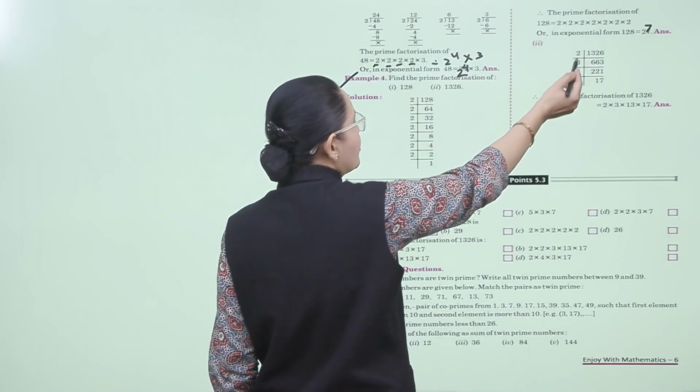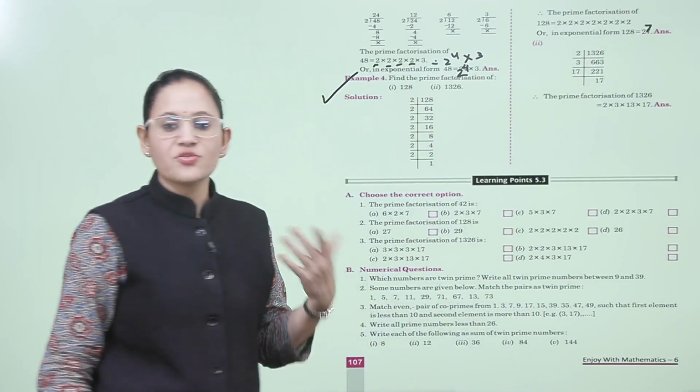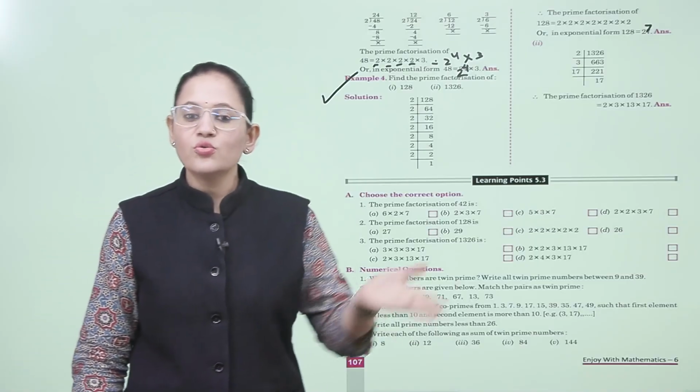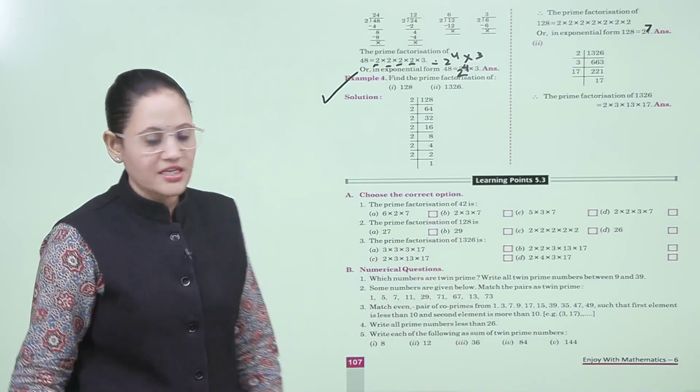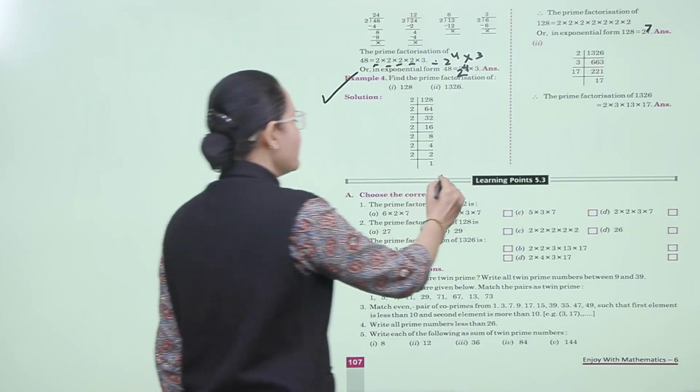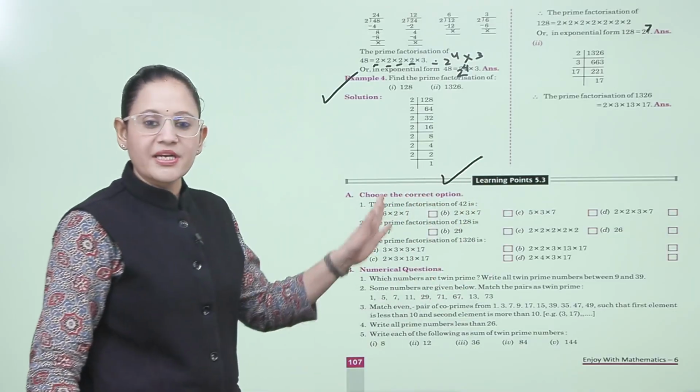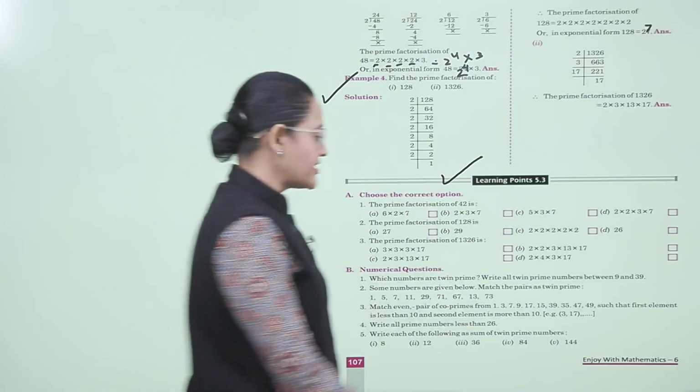Here is the prime factorization of 1326. We write it in exponential form as 2 into 3 into 13 into 17. Clear? Next is learning point 5.3. So, practice all the questions given in the exercise.